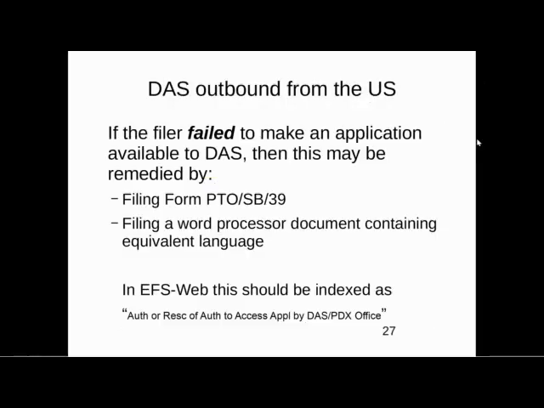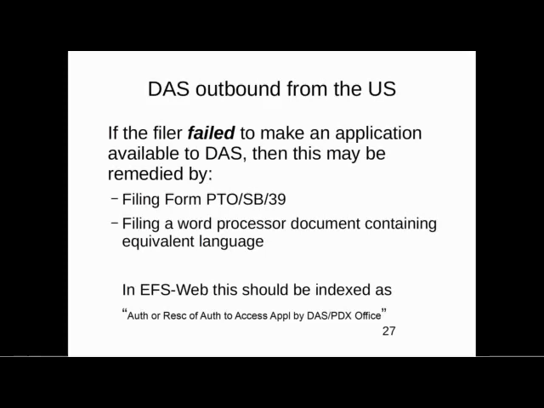Outbound DAS from the US. Well, suppose you screwed up. Why? Because you failed to use an ADS at all, or you failed to sign your ADS, or you checked that box that said I'm opting out, or because you handed in the ADS in your second or subsequent EFS-Web submission, whatever, one reason or another, or it's a provisional and you used a provisional cover sheet instead of an ADS. How can you fix that problem?